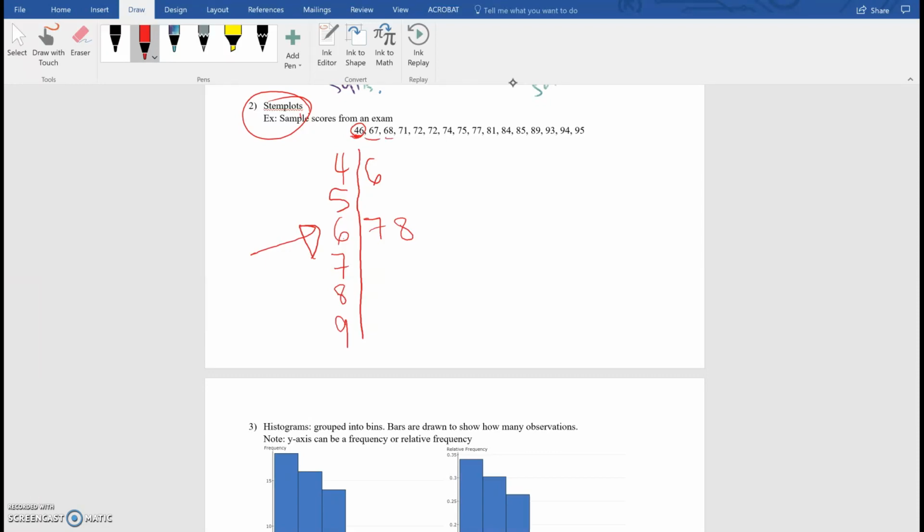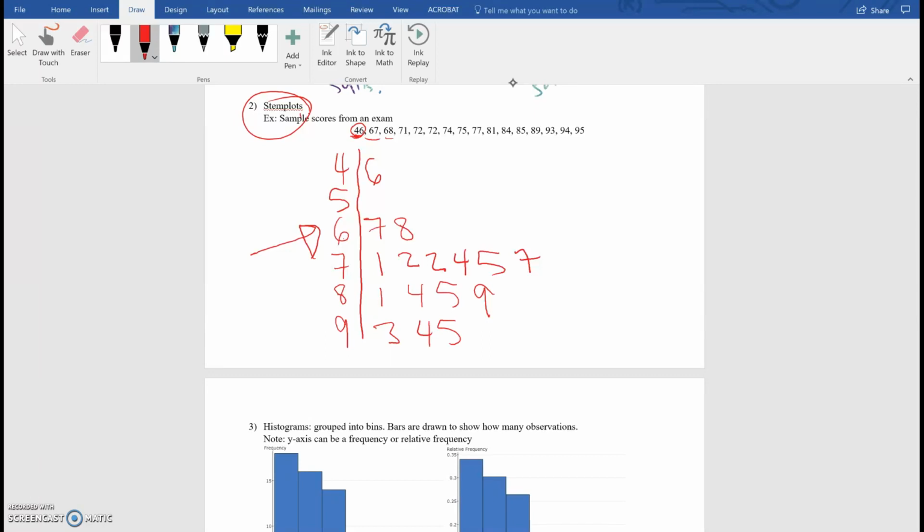70s, well, we have a 71. We have a 72. We have another 72, so I'm going to write another 2. We have a 74, 5, and 7, right? So that's what we have. And then an 8, right? We have a 1, a 4, a 5, a 9, and then for a 9 we have a 3, a 4, and a 5.